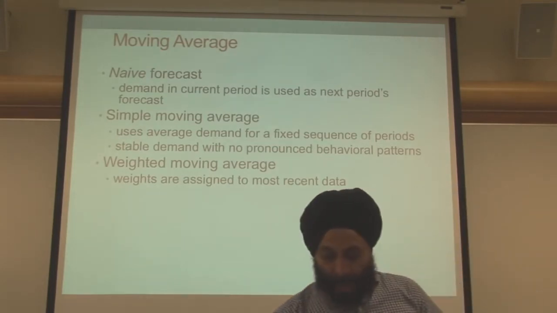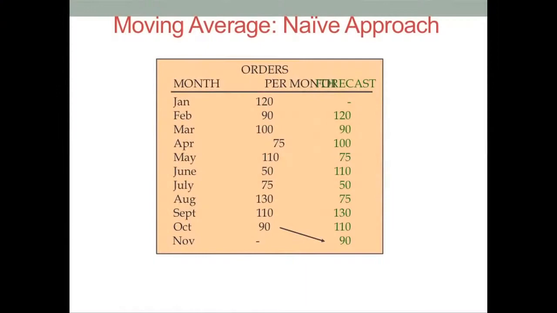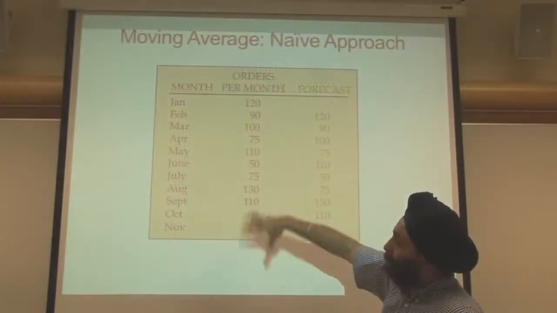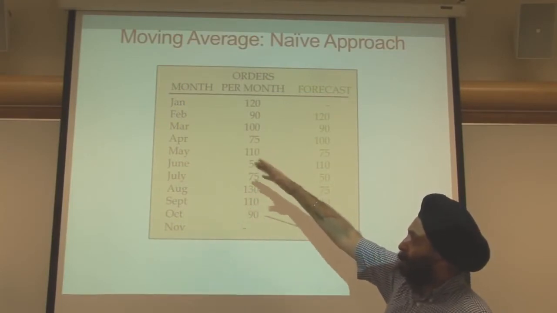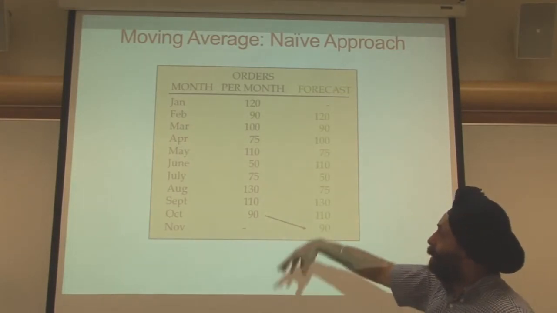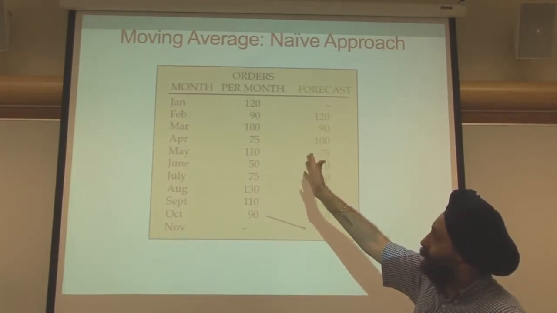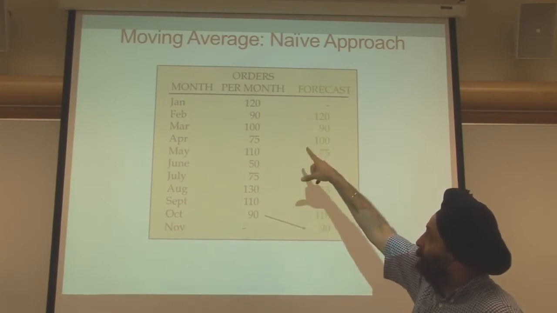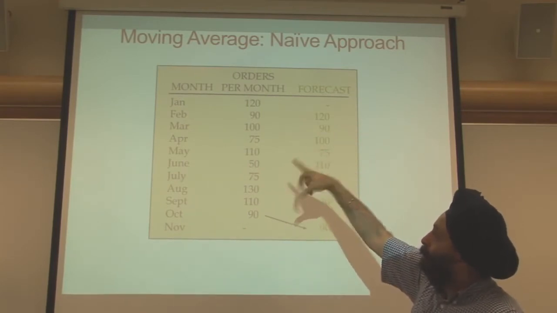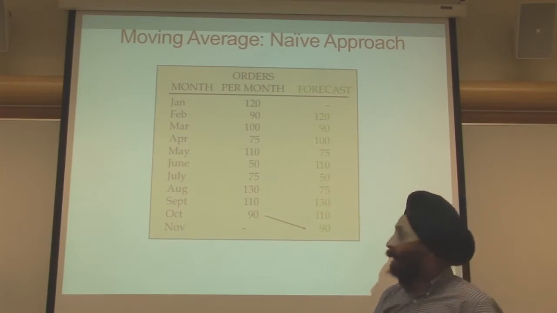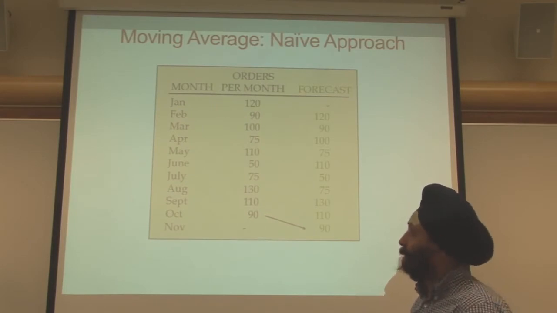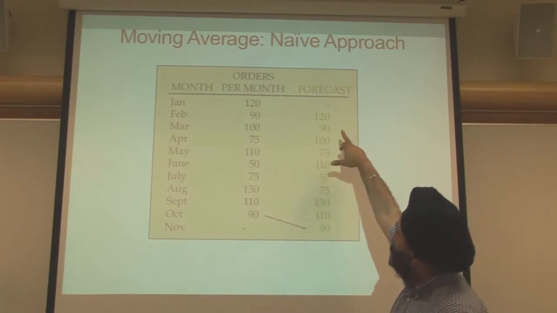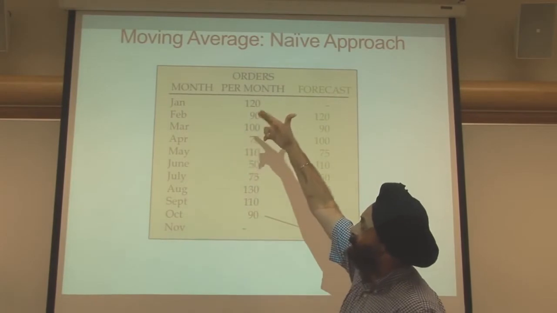So in terms of the naive approach, let's look at that. Think of the orders that we have for a given year, by monthly number of orders per month. In this case, you can see January has 120 orders. So if that is the number, the forecast for February would be 120. There won't be any forecast for January because we didn't have the data for the previous December, so that cannot be forecasted.